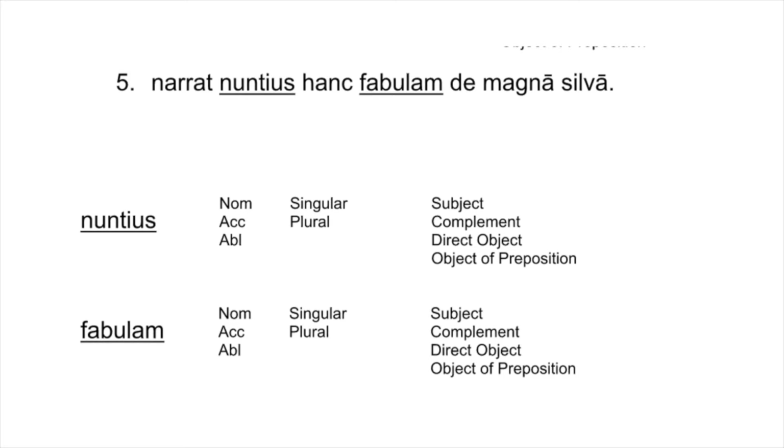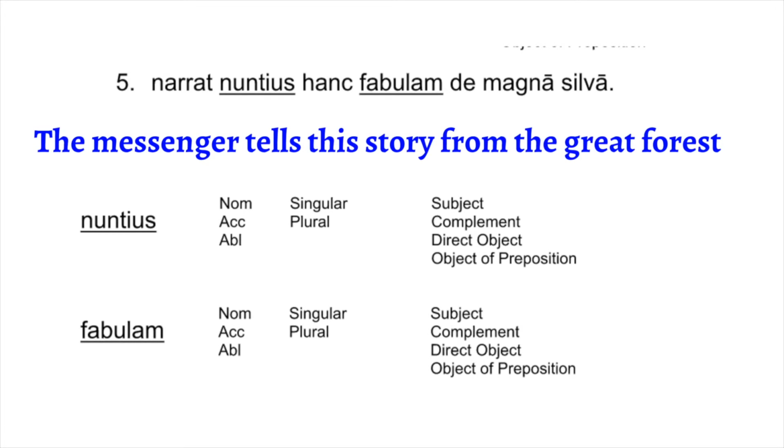Pause the video, translate, and then parse nuntius and fabulam. Right, so now let's translate narrat nuntius hanc fabulam de magna silva. My translation, I got, the messenger, nuntius, tells this story, hanc fabulam. Hanc is the accusative singular feminine of hic, haec, hoc, and de magna silva, from the great forest. So the messenger tells this story from the great forest.